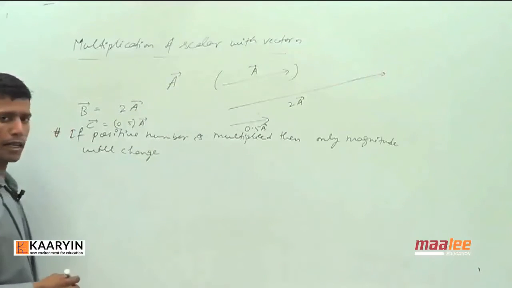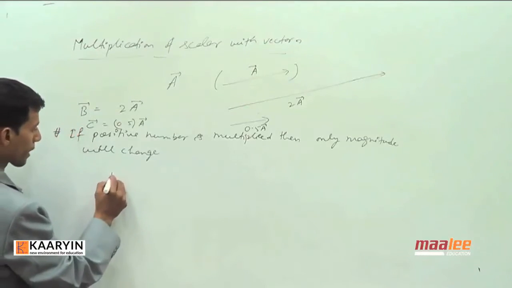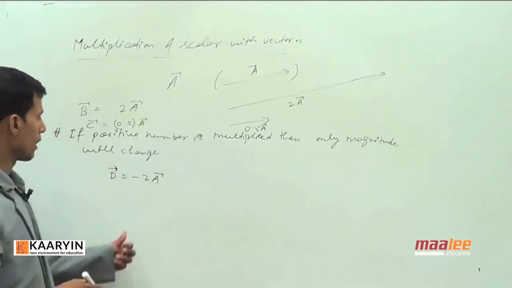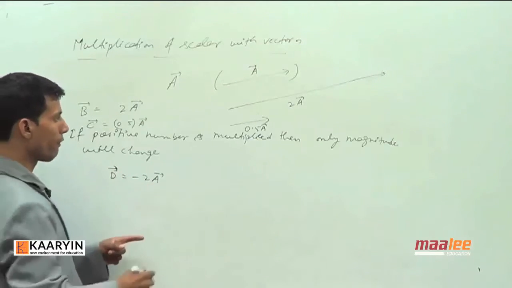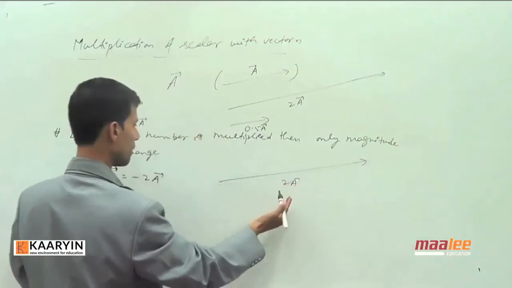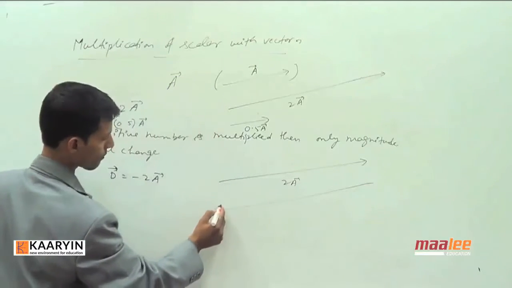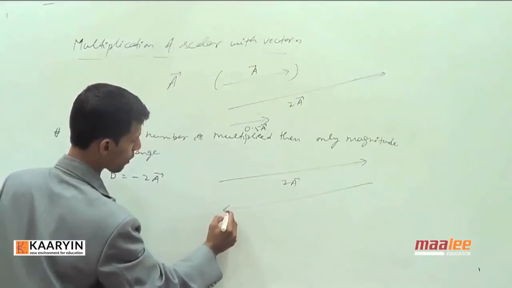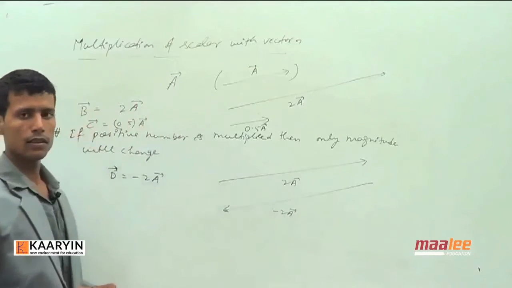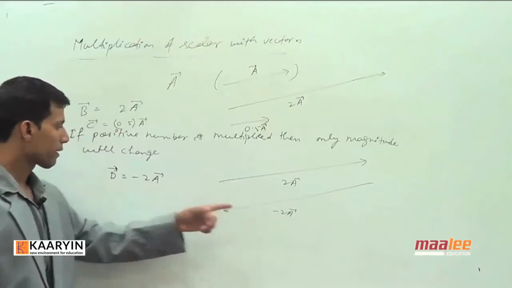If I multiply a negative quantity, let me say minus 2 into A, in that case, as you have the negative of a vector, first find out 2A, 2A is this, and then take the minus of that. The minus of 2A becomes this, because it is anti-parallel and has the same magnitude. So this becomes the vector D.